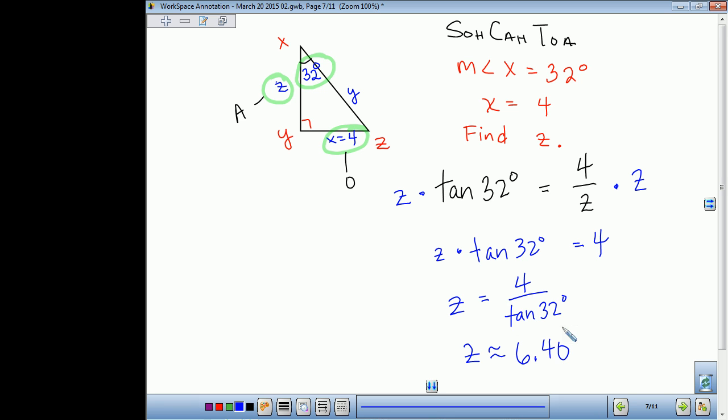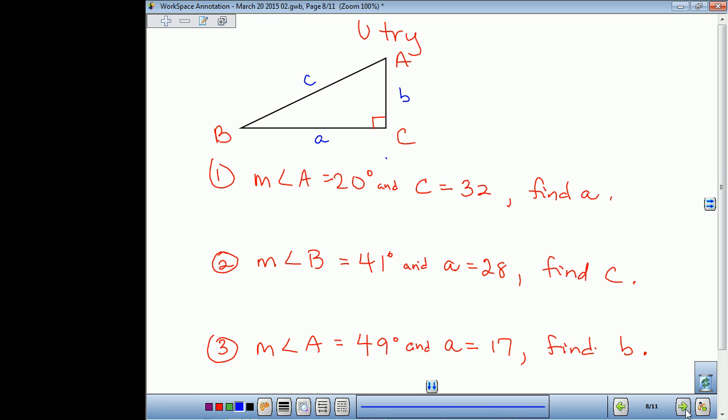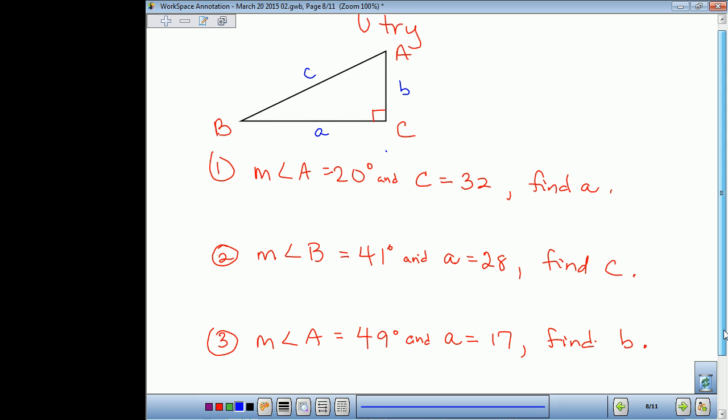Okay. If you need to hit pause to copy the notes, go ahead and do so, and then we have some you-tries. All right. Do hit pause now. Give everybody time to solve these. Help each other out. If you're not certain what to do or how to do it, please find somebody that does understand and get them to help you through 1, 2, and 3. And when the class is ready, go ahead and press play.